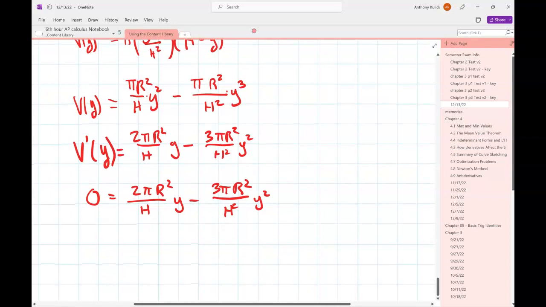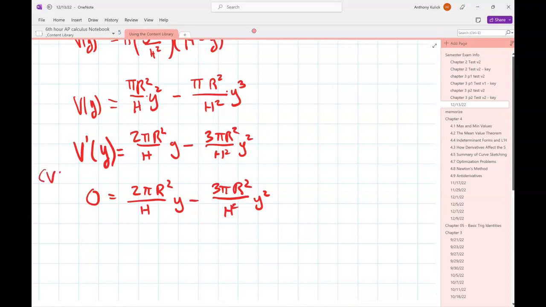Wait. What's up? Can you pull out the pi r squared h over h? Can't you just divide and get rid of it? I mean, let's just regular old factor this thing. It's just a polynomial set equal to 0. What's the factoring that we're going to do? Greatest common factor, right? So we'll just take out a pi r squared over h times y.